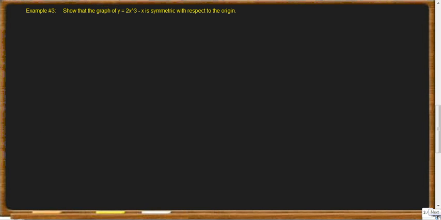For example 3, it says show that the graph of y equals 2x cubed minus x is symmetric with respect to the origin. If you remember from the previous concept video, with respect to the origin means that if I have a point x, y, that implies that I will have the point negative x, negative y. So that's what we're looking for.